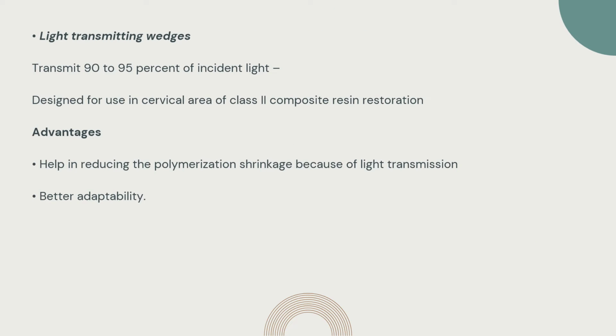Moving on to the light transmitting wedges, they help in transmitting 90 to 95% of the incident light. They are mainly designed for use in the cervical area of class 2 composite restorations. They also help in reducing the polymerization shrinkage because of light transmission. They also help in better adaptability.